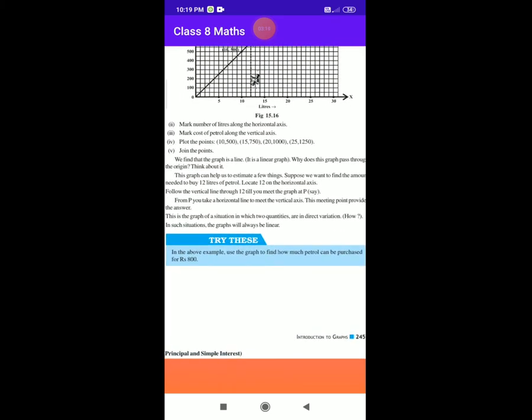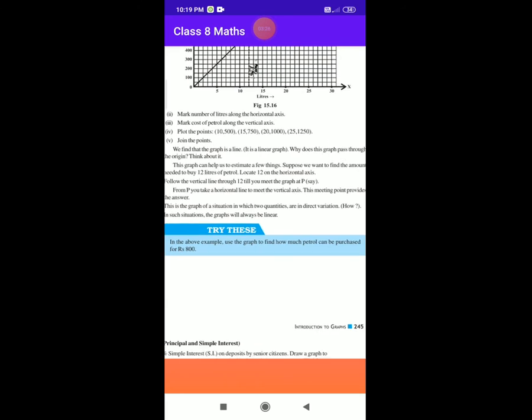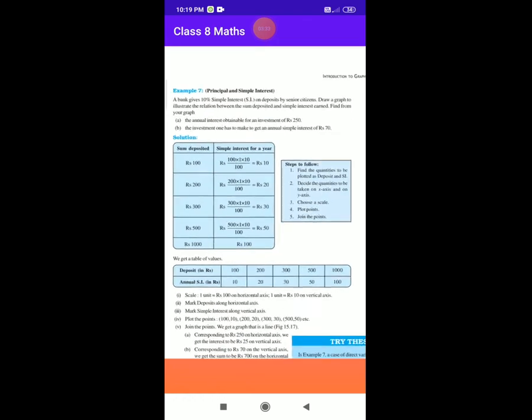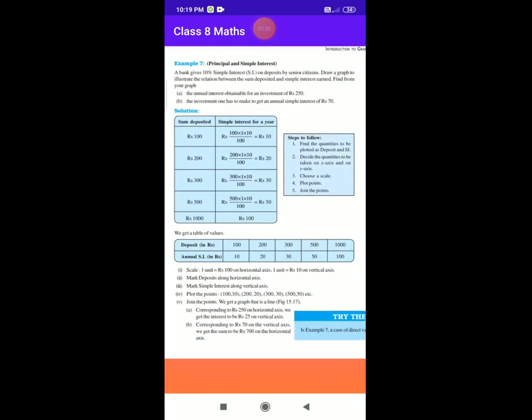एक try this आपके screen पर. In the above example, use the graph to find how much petrol can be purchased for rupees 800. एक न्यू एग्जाम्पल आपके स्क्रीन पर. A bank gives 10% simple interest on deposit by the senior citizen. Draw a graph to illustrate the relation between the sum deposited and simple interest, and find from your graph, first, annual interest obtainable from the investment of rupees 250, and second, the investment one has to make to get an annual simple interest of rupees 70.